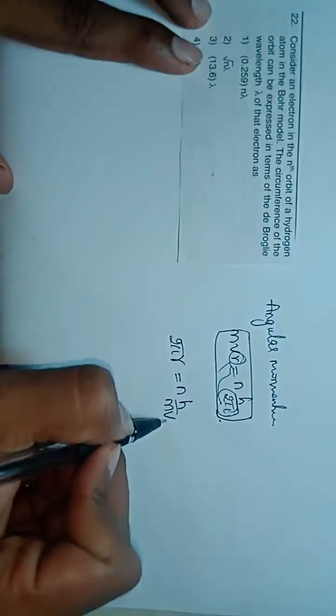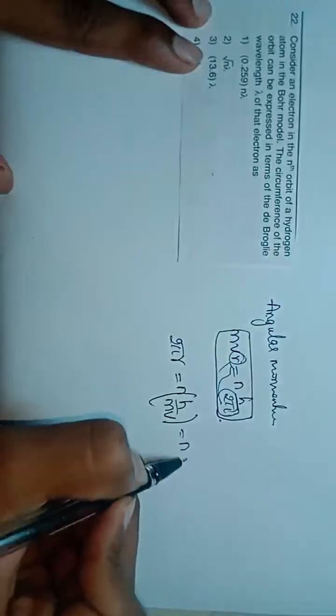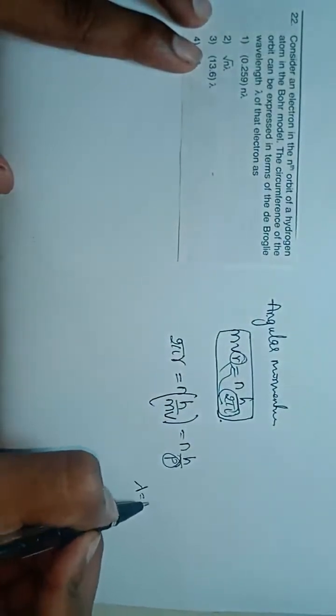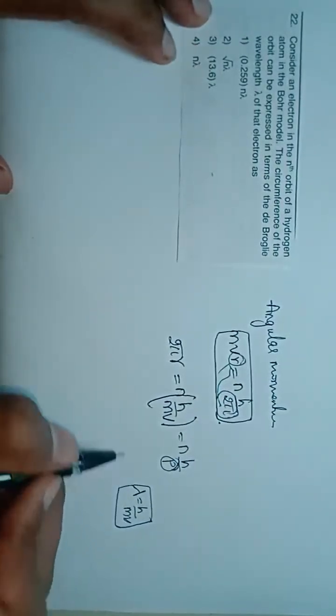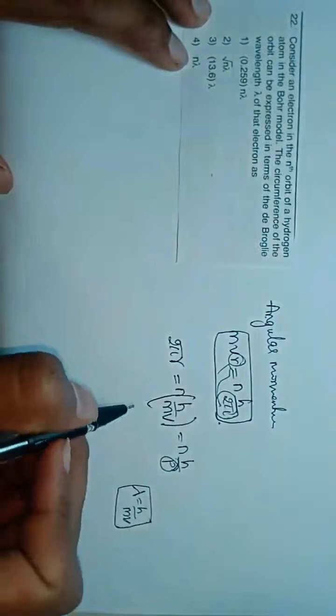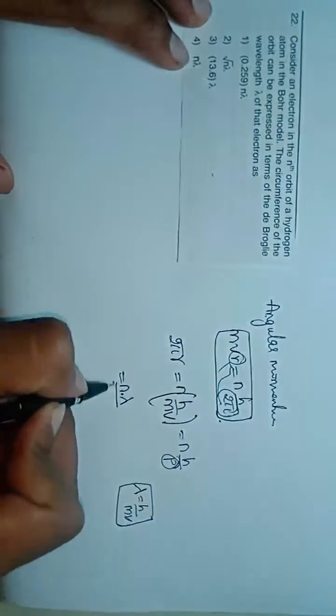Yes, nh by mv. See, again, what is the h by mv? That is, n is equal to h by p, which means we can write this h by p as lambda. The basic formula, mv is equal to h by lambda, or lambda is equal to h by mv. This is the basics we all know. Because the options are in terms of lambda, you have to replace h by mv by lambda. So finally n into lambda is the answer.